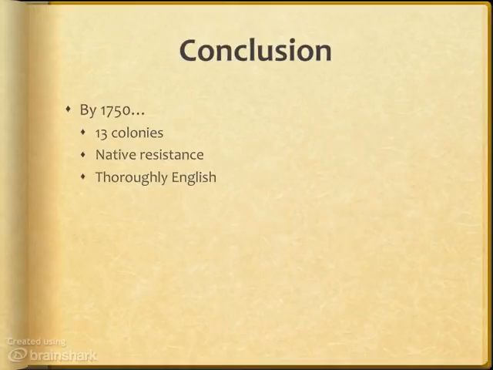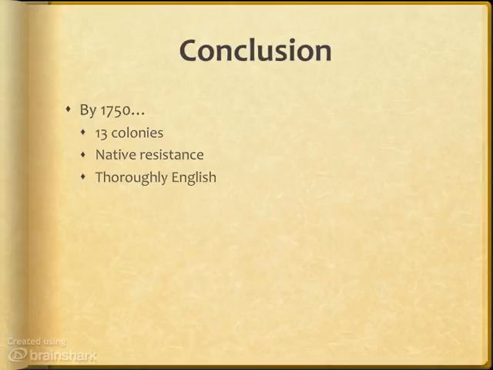So in conclusion, by 1750 there were 13 colonies along the Atlantic seaboard. These colonies varied greatly from Massachusetts to Pennsylvania to Georgia. Moreover, most native resistance had ended. Native peoples remained strong to be sure. However, their strength lay west of the Appalachian Mountains. East of those mountains, the English were completely in control.